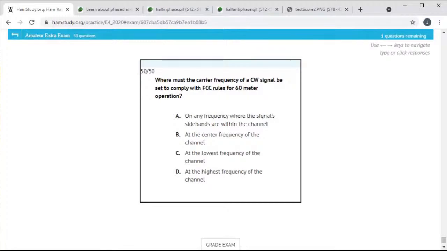And the last question: where must the carrier frequency of a CW signal be set to comply with FCC rules for 60-meter operation? A, on any frequency where the signal sidebands are within the channel. B, center of the channel. C, the lowest frequency of the channel. D, the highest frequency of the channel.